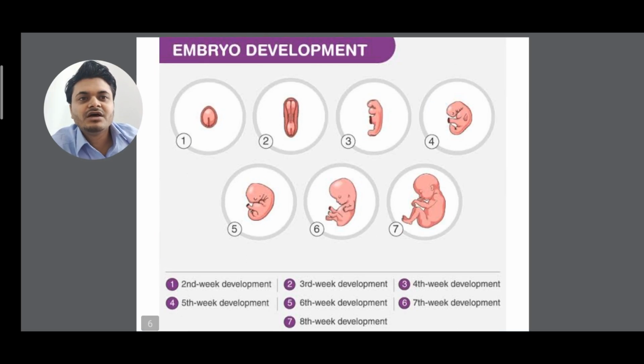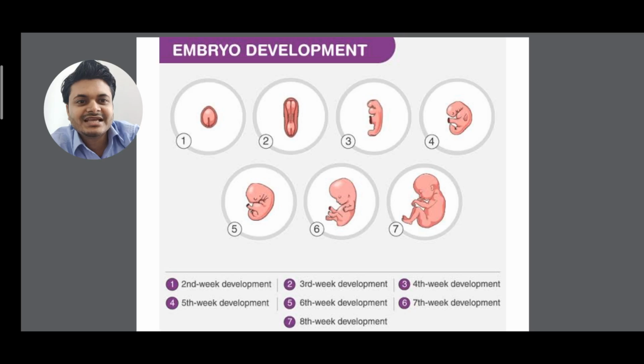So this is the embryo development. You can see 1, 2, 3, 4, 5, 6, 7 diagrams, figures have been given. These are all in sequence, clear. The first one is of 2 weeks of development. The second one is the 3rd week, then 4th, then 5th, and so on.